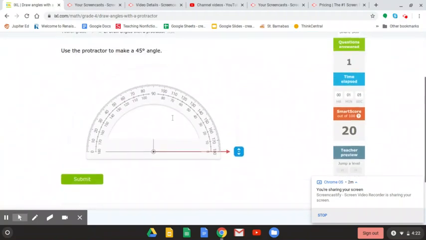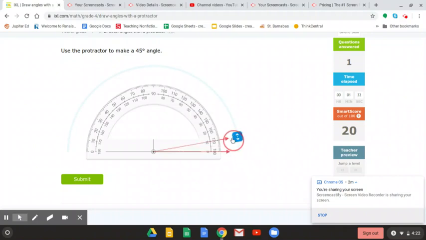Okay, be careful, because on the last one, our ray went this way and the arrow went over here. But in this case, your angle is going to start this way. So I need to use the protractor to make a 45-degree angle. Be really careful, especially on these ones with a 5 in the ones place, because this really messes people up a lot.